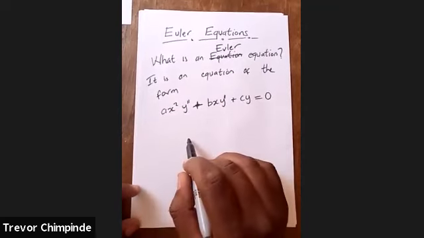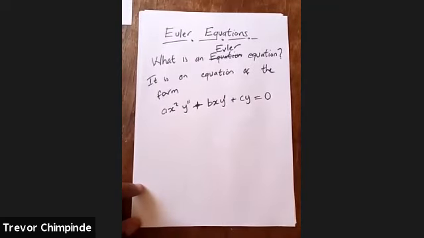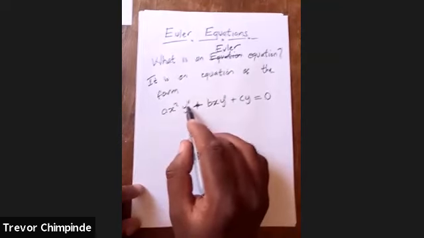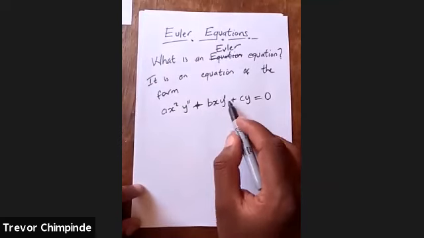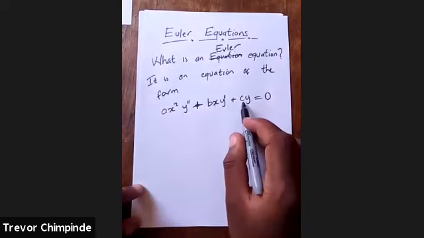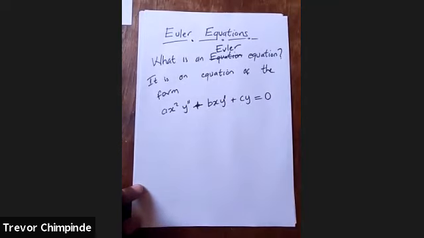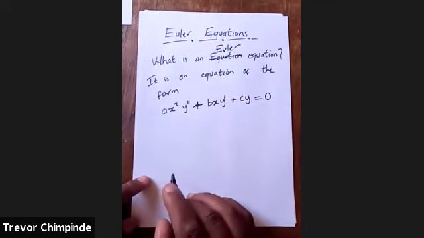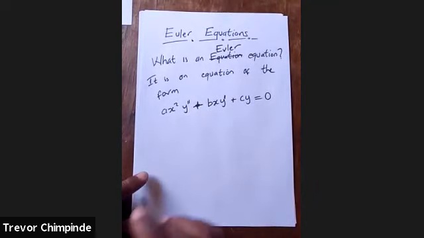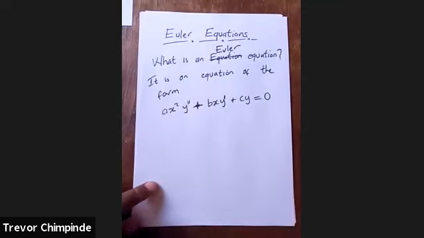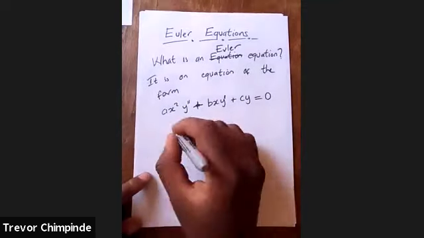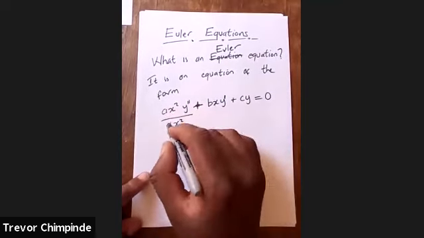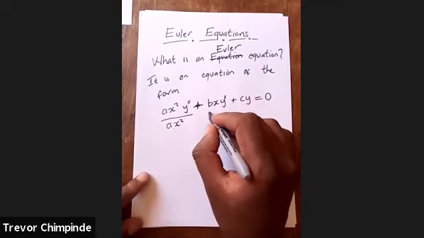B again is a real constant. C is also a real constant. So ax squared is the coefficient of y double prime, bx the coefficient of y prime, and c is the coefficient of y. So what we usually do under the power series method, when we want to check whether we can solve this using power series, is make the coefficient of y double prime 1. So we divide through by x squared, and this division is proper since a is not equal to 0.